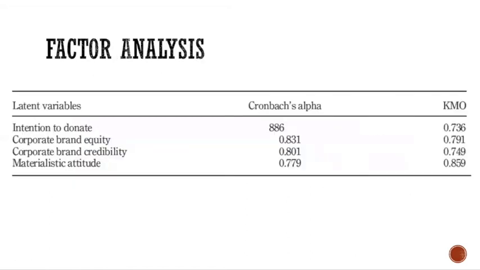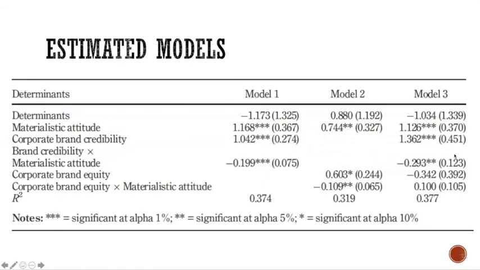Okay. After conducting factor analysis, we found that the four variables meet the requirements with the Cronbach's alpha and KMO. Most of the Cronbach's alpha is higher than 0.75, while the KMO, the lowest, is 0.74. So we regressed, and the result indicates that the determinant is not significant.